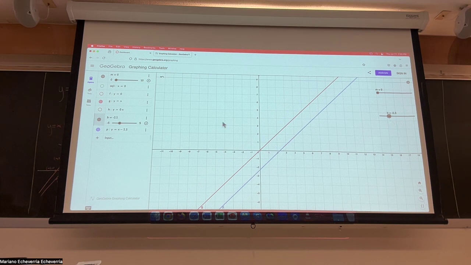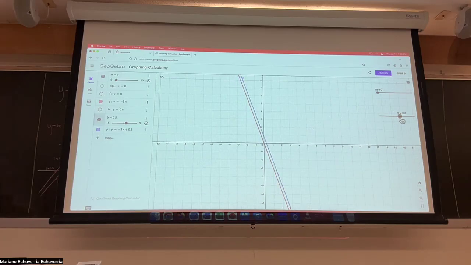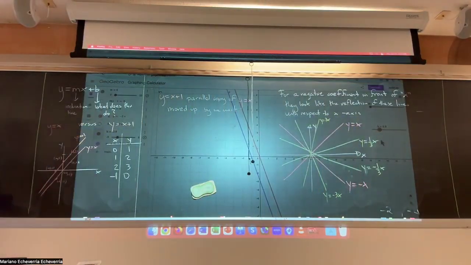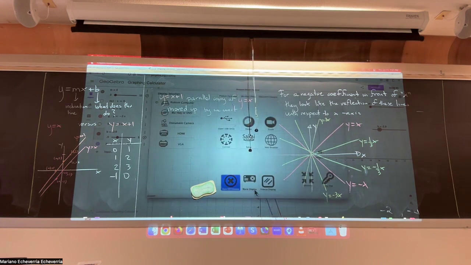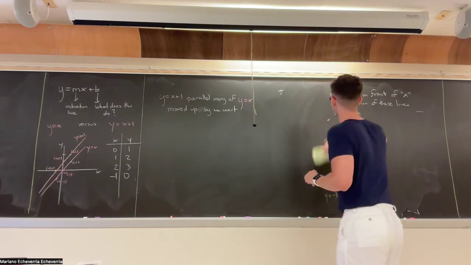Okay, and this works for any line that you have. You can put minus x here, let's say y equals negative 3x, and then y equals negative 3x plus b, okay? And they continue to be parallel. So the effect of b is just moving the line up or down. In fact, what happens in general?